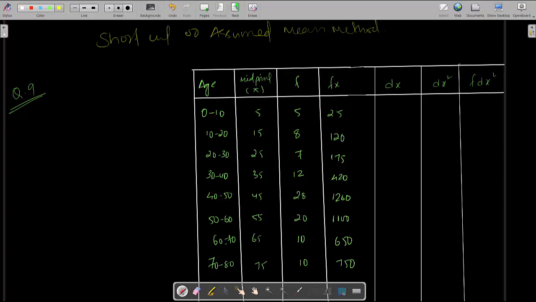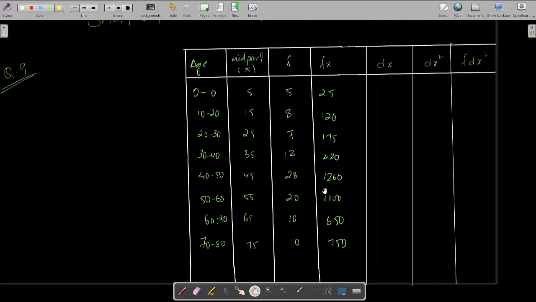Alright, so here as well we have to find out the mean, and that's the reason why I have already calculated the value of fx here. And in here our x is our midpoint. Don't get confused, because this is a continuous series, so we have to find out the midpoint. I hope by now you are aware of how to find the midpoint.